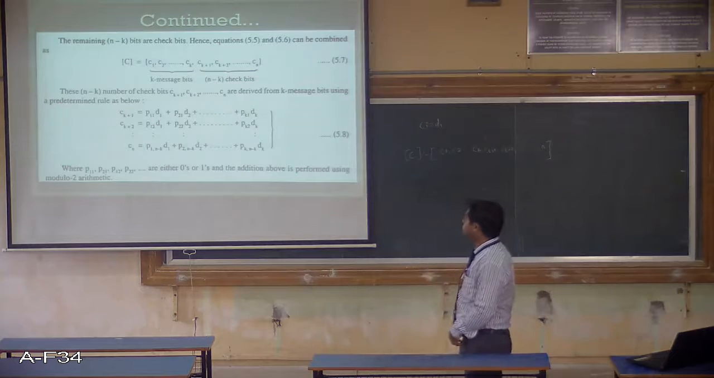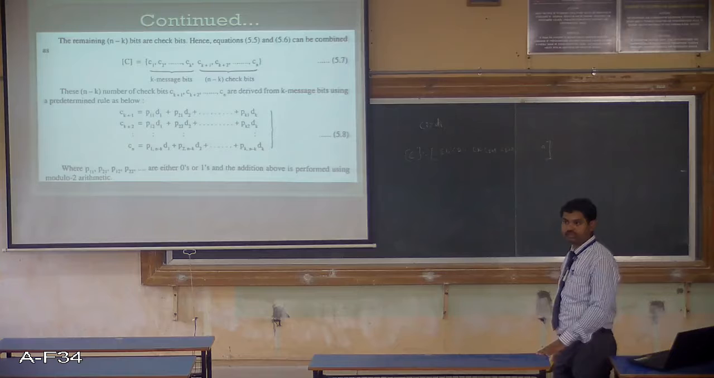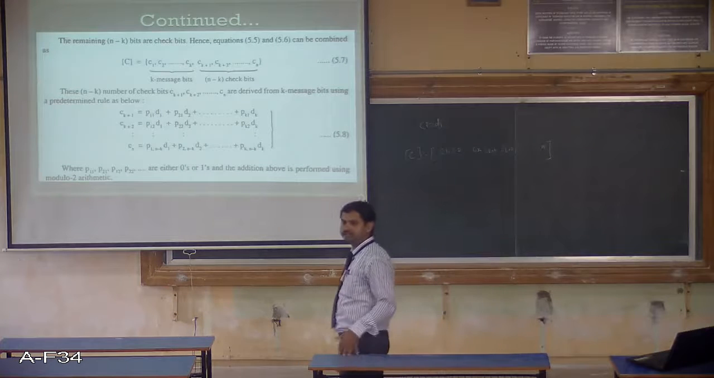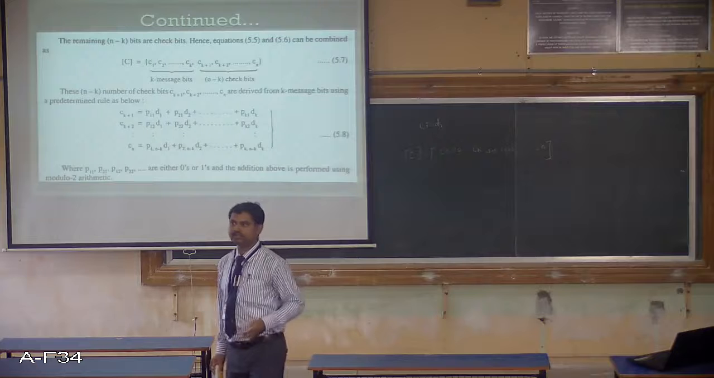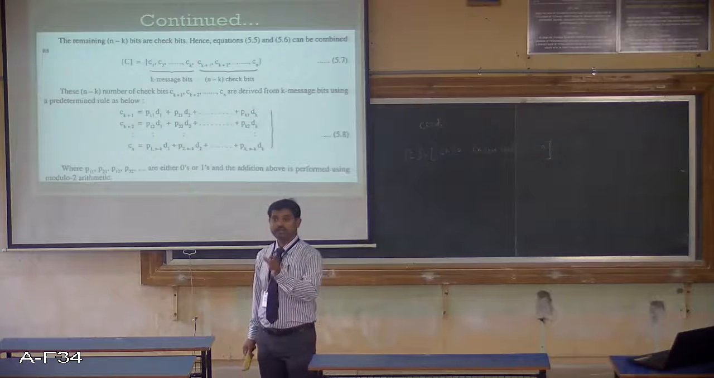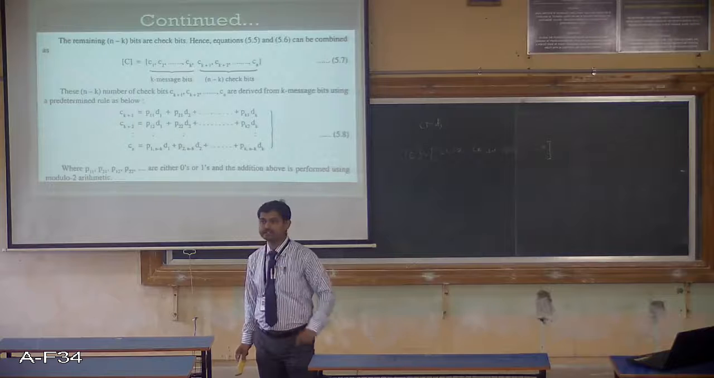The remaining n minus k check bits. The remaining bits I call special bits: additional bits, redundant bits, or check bits. You can call them by any name. So how many bits? That is always n minus k.